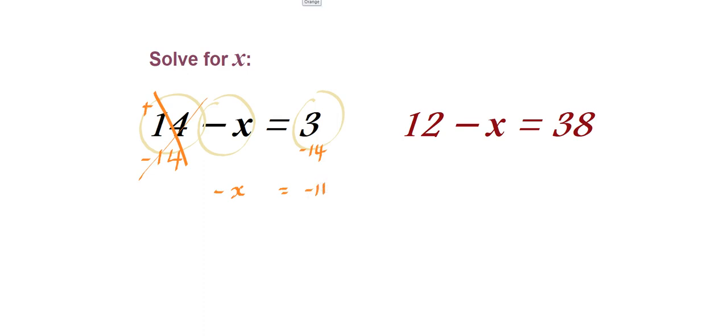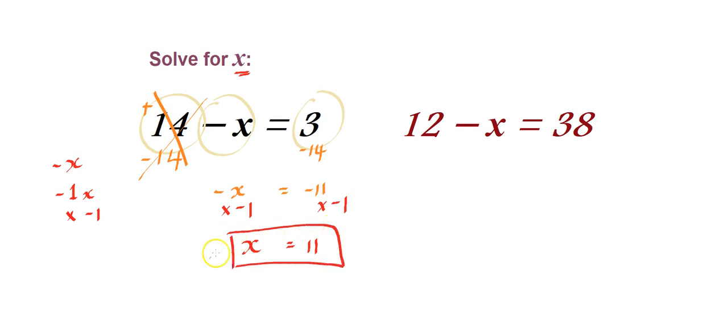Now we can't end on a minus x. We have to find the value of x. It doesn't say find the value of minus x. Now remember, minus x really means minus 1x. So how can we turn this minus 1 into a positive 1? Well, we can multiply it by minus 1, because minus 1 times minus 1 is positive 1. So we multiply minus x by negative 1, and we do the same to the other side. So minus x times minus 1 gives us positive x, and minus 11 times minus 1 gives us 11.